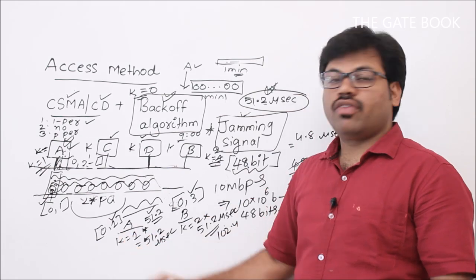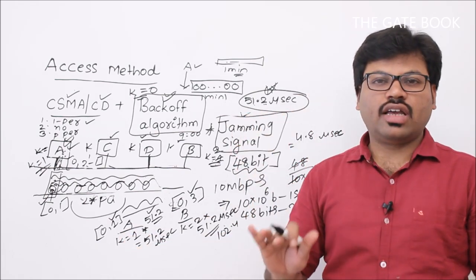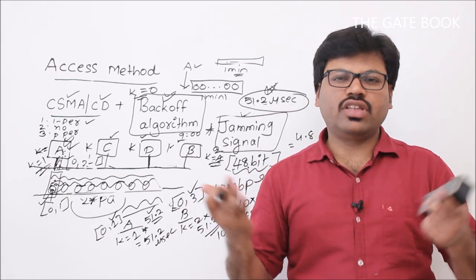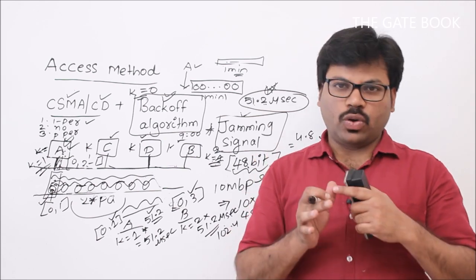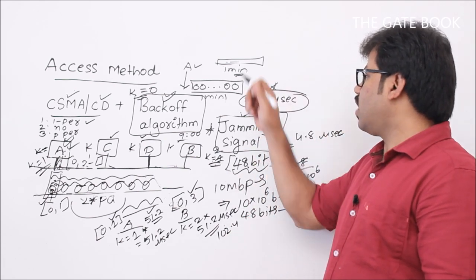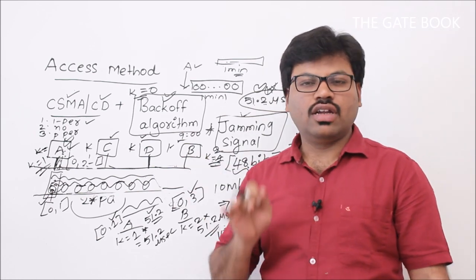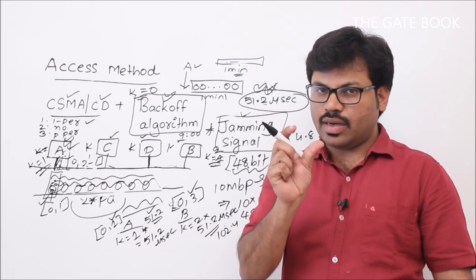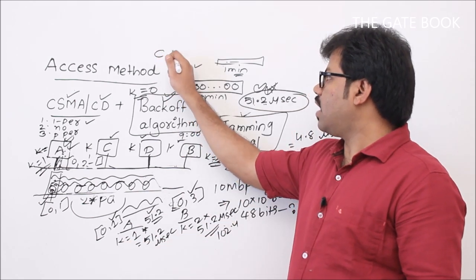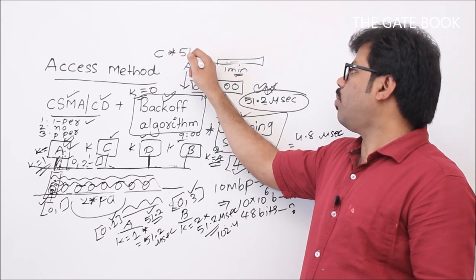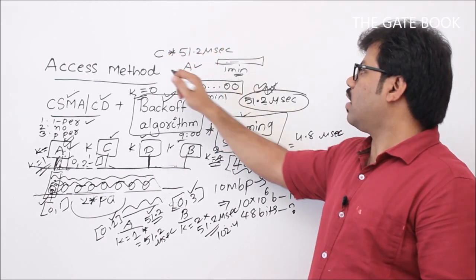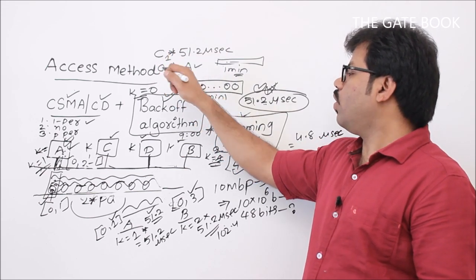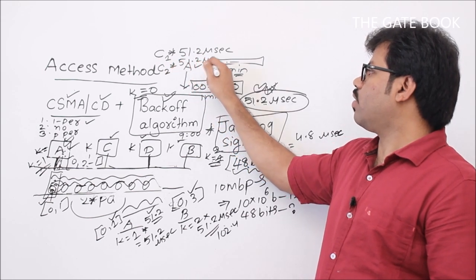Then that random number will be multiplied with slot time. Slot time in Ethernet depends on the medium and the protocol. For the Ethernet protocol, the slot time is usually 51.2 microseconds. Now station A is going to wait for its random number, let's say C1, so A waits C1 into 51.2 microseconds. Now B's random number, let's say C2, then B is going to wait for C2 into 51.2 microseconds.